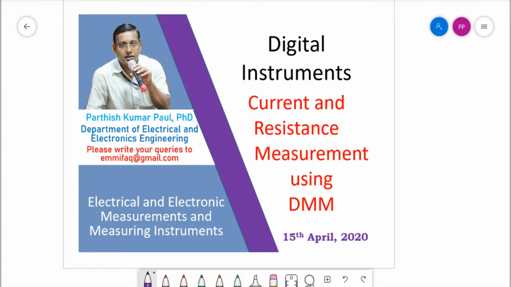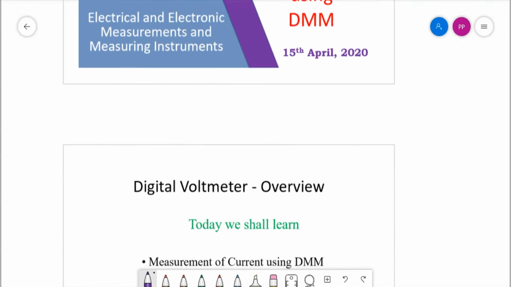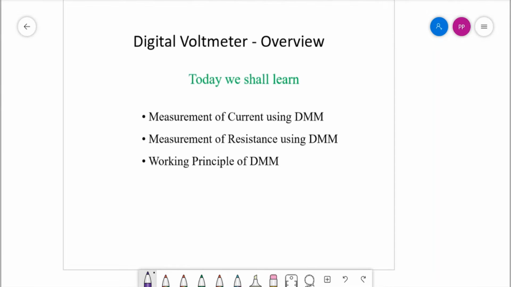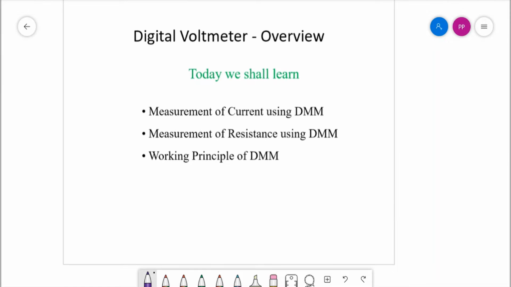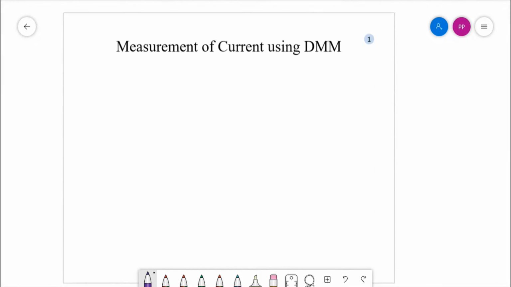Welcome friends. In the last lecture we had discussed the voltage measurement using a digital multimeter, and in the same sequence we are going to learn about current and resistance measurement using a digital multimeter. So the main points we are going to discuss today are the measurement of current using a digital multimeter, measurement of resistance using a digital multimeter, and the working principle of a digital multimeter as a whole. So let us start with the current measurement using a digital multimeter.